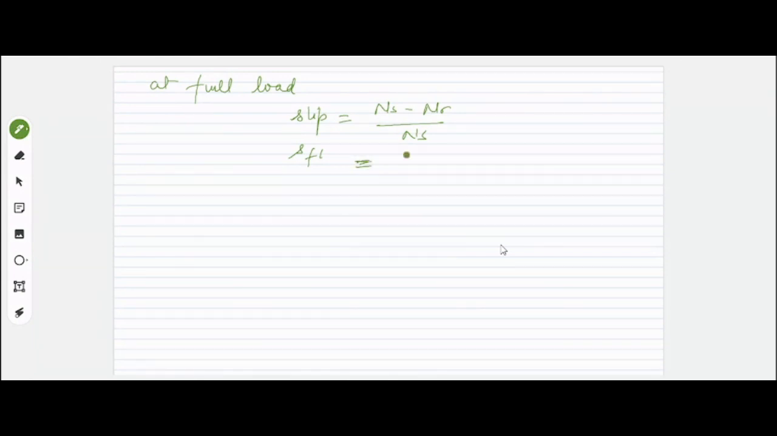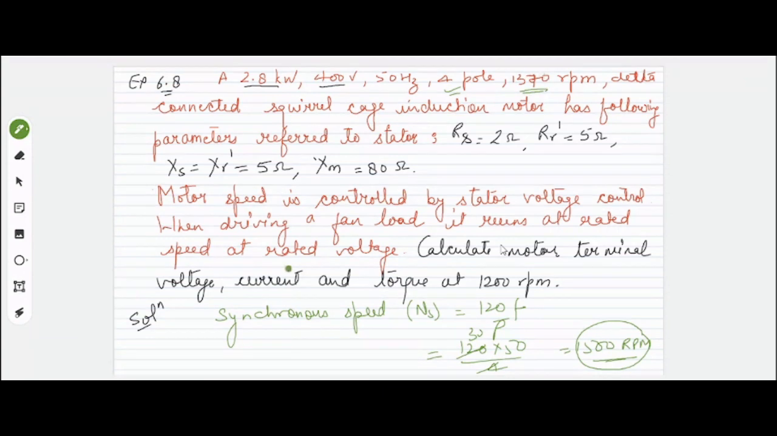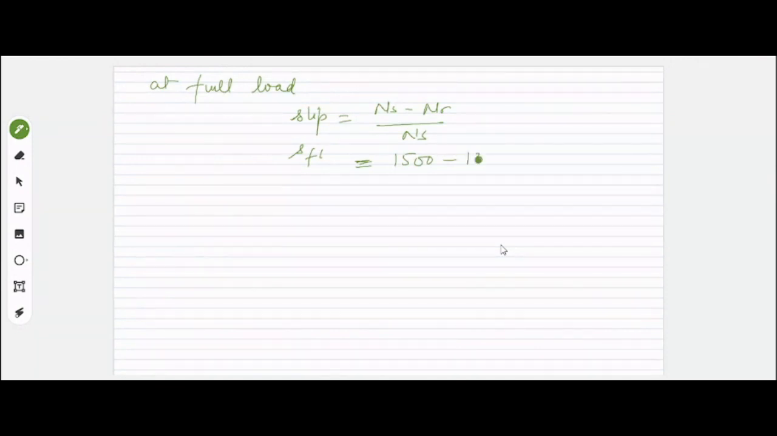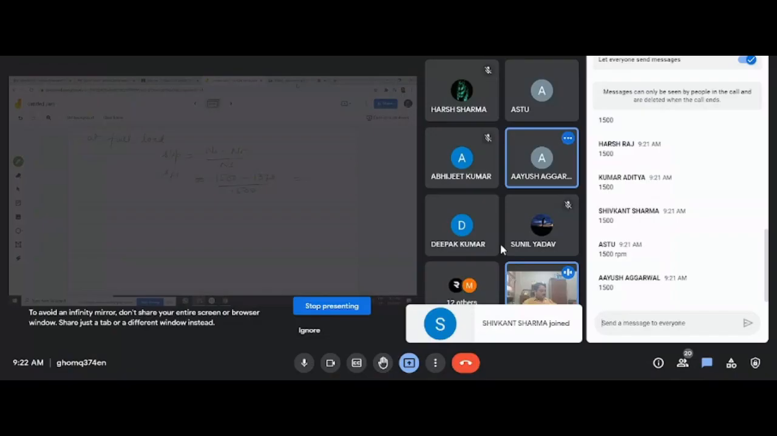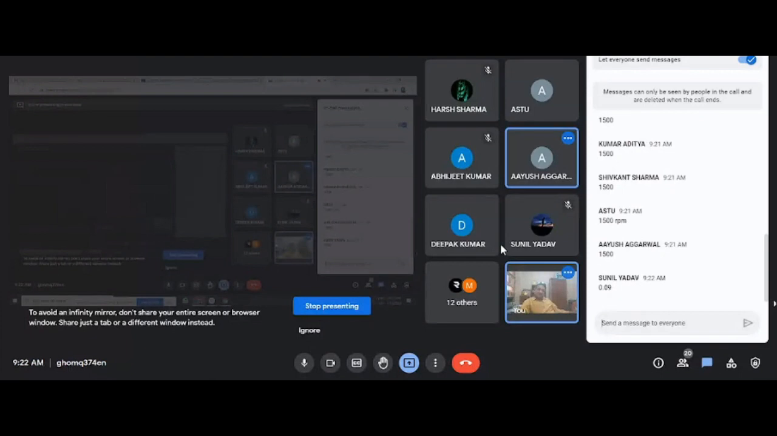The slip at full load will be, Ns value is 1500, whereas at full load, at rated speed, it runs with the rated speed, right? They are saying that when it runs at this load, at rated voltage, it runs with this rated speed. So it is 1500 minus 1370 divided by 1500. How much is the answer? Write your answer. Sunil is saying that it will be 0.09.